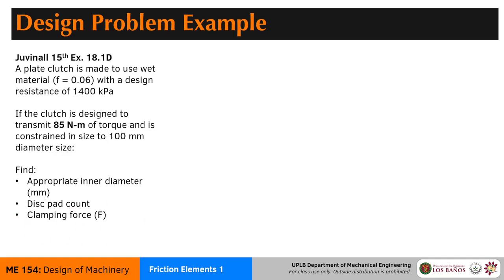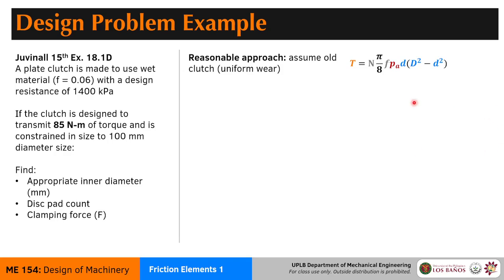So this one is not as straightforward, so we can try. There is no information on whether this is new or not, but since we want to design for longevity, we use the uniform wear model. So this is the formula. Again, the N is not included, but we do need to have it because we are assuming that we might need multiple plate clutches. So okay, let's check.